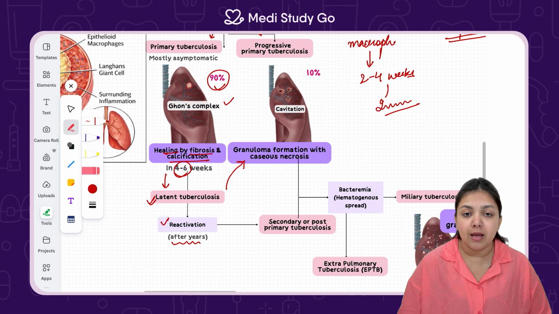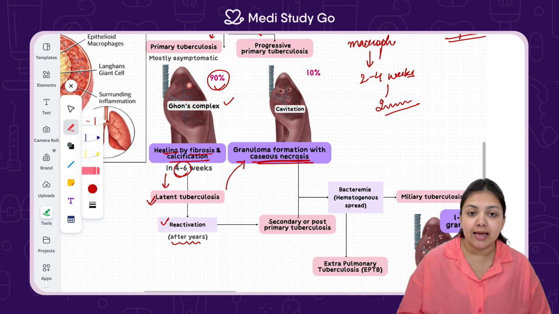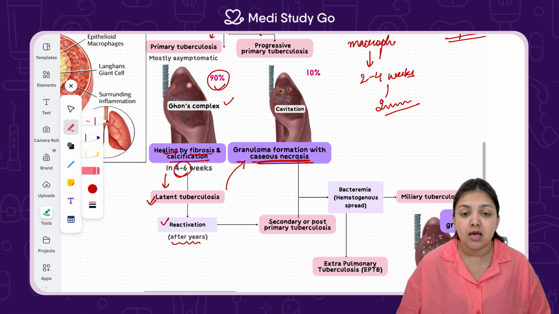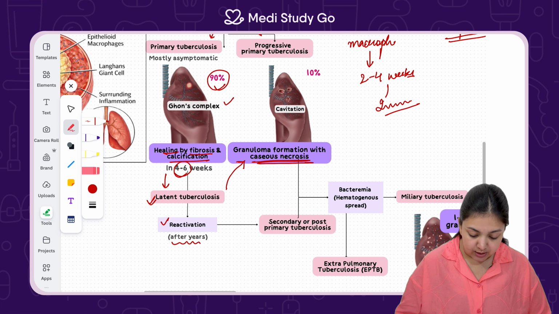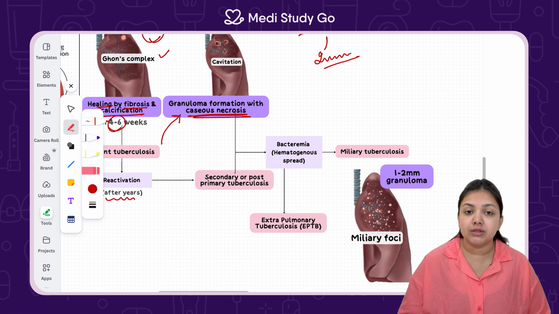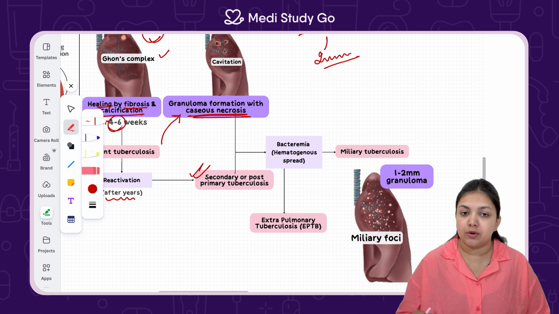The progressive form happens when the Ghon's complex actually bursts. When it bursts, the granuloma is formed, which contains caseous necrosis, Langerhans cells, and epithelioid cells, and forms a cavity in the lung. This cavitated lesion is actually the most infectious form and debilitating in nature. Now, when granuloma is formed with caseous necrosis, this leads to secondary or the post-primary TB.